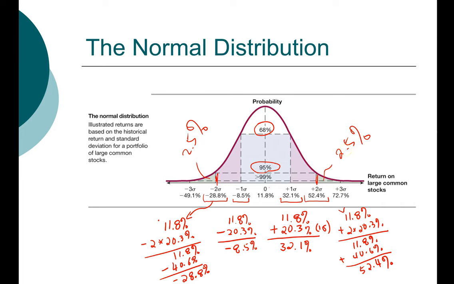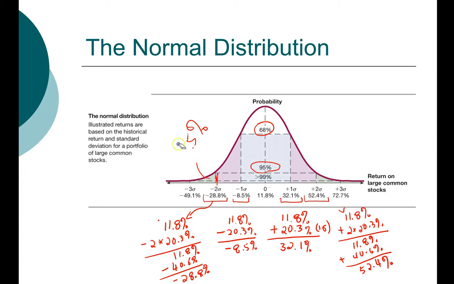You may want to ask, well, what are the chances of me losing more than 30% of my investment? Well, based on this distribution, you'll say that's going to be less than 2.5%. So your chances of losing more than 28.8% is 2.5%. So your chances of losing more than 30% is going to be slightly less than 2.5%.